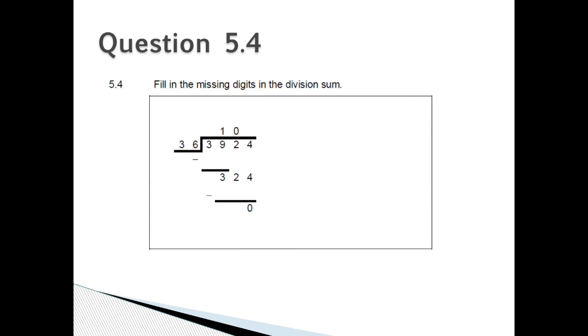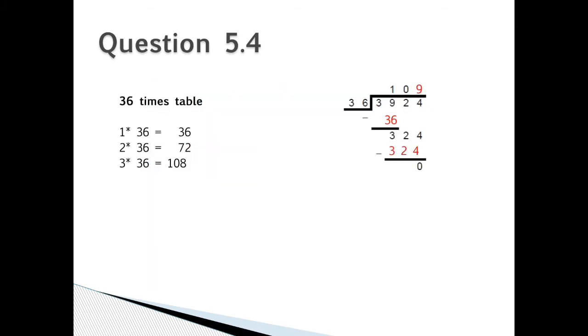Fill in the missing digits in the division sum. 36 divided by 3,924. It is important to be able to do multiplication.